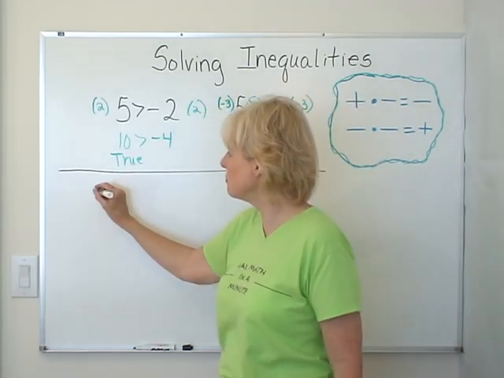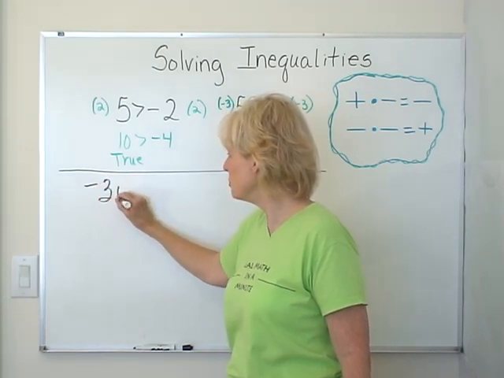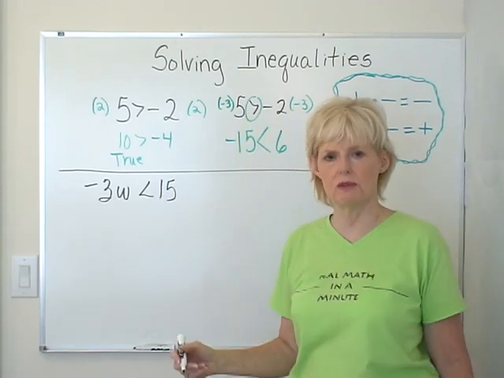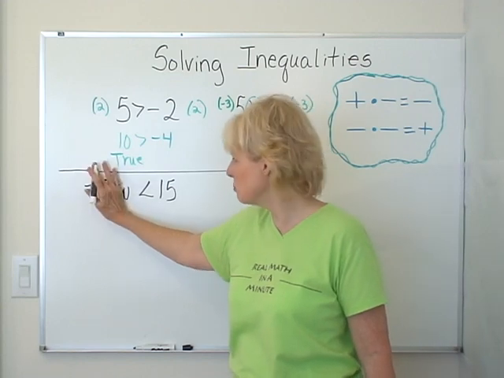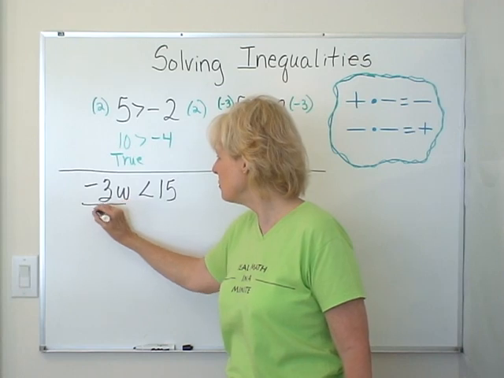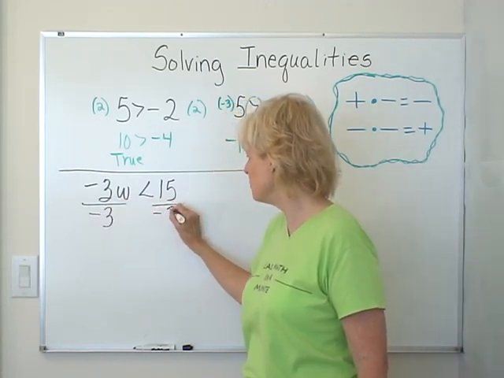Okay, let's suppose that we've got -3w is less than 15. That's just a very simple problem. And we know that we should divide both sides by -3 so we get w by itself. So we divide this side by -3, and we divide this side by -3.